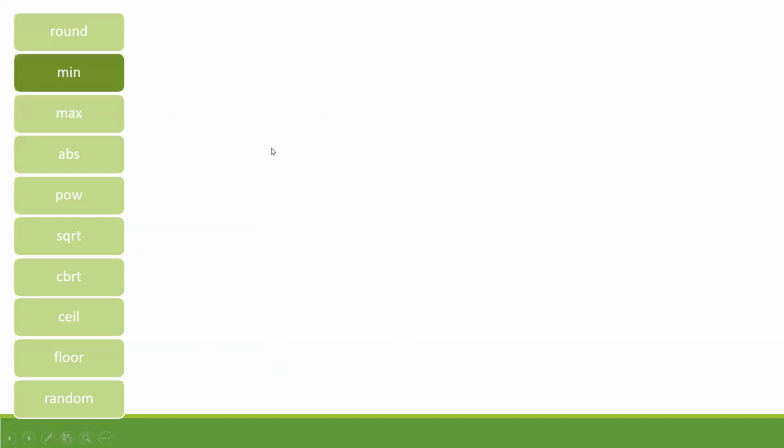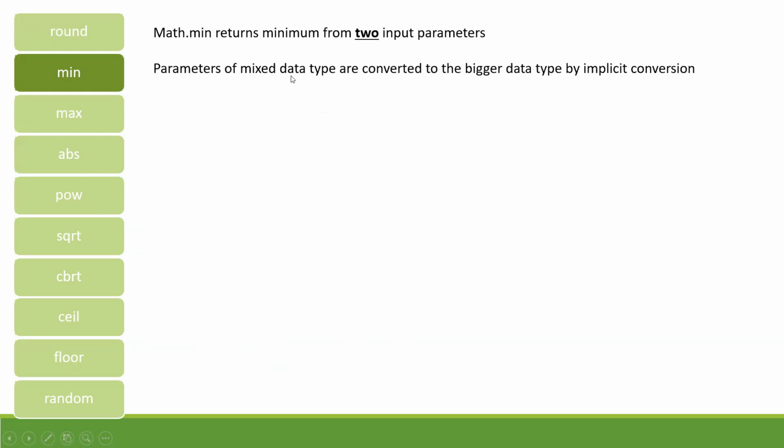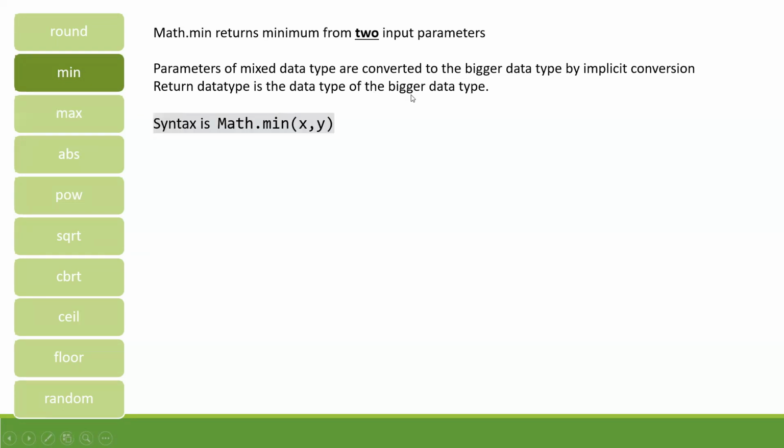Now, Math.min follows the same principle as Math.max. The only difference is that it returns the minimum from two input parameters. Exactly two input parameters have to be provided. If the parameters are of mixed data type, then all parameters have to be converted to the bigger data type, and the return data type is the bigger data type. The syntax is Math.min with two parameters, so that's why I put x, y.